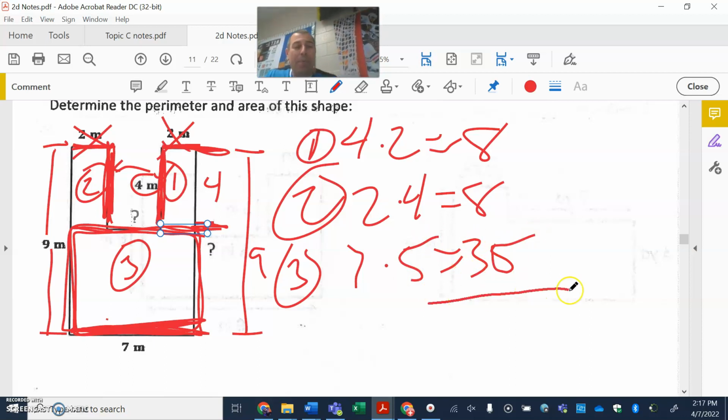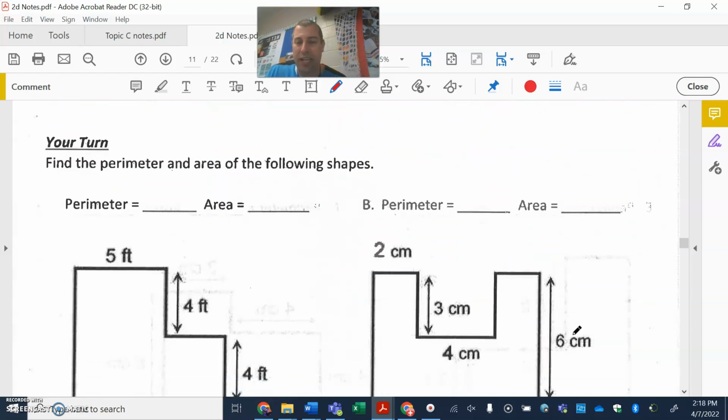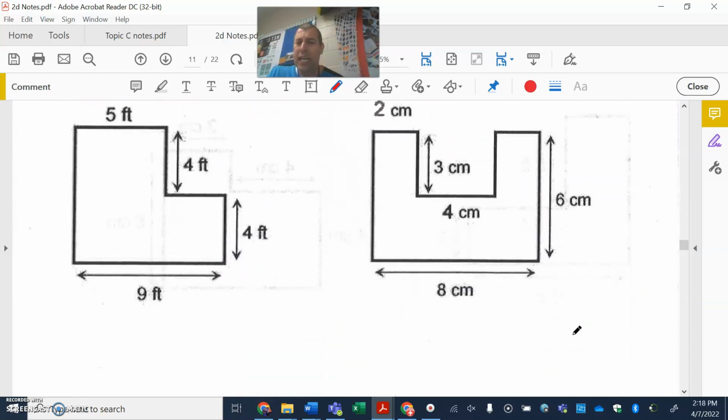So now I'll add it all up. 8 plus 8 is 16. 16 plus 35, 41, 50, 51. That's there. All right. Meters squared. So that's kind of a big thing that's there is, yes, we chop. And if you're looking at what numbers to help you, they're going to have to go in that particular direction that you're dealing with. All right, let's go with one more.